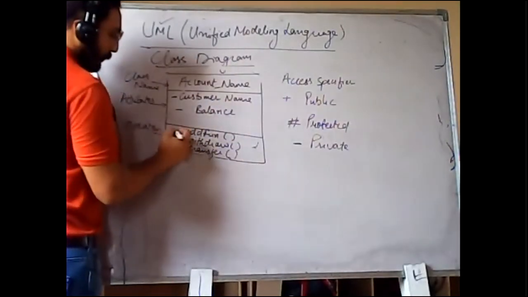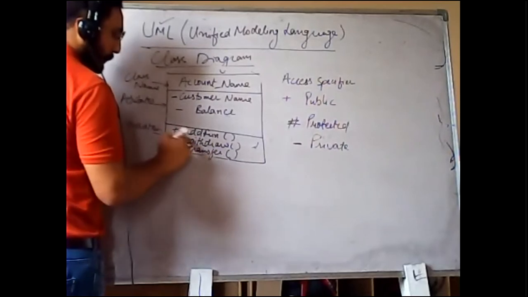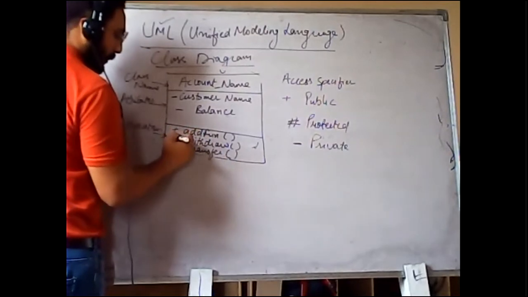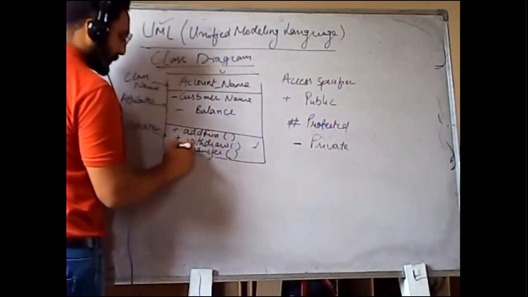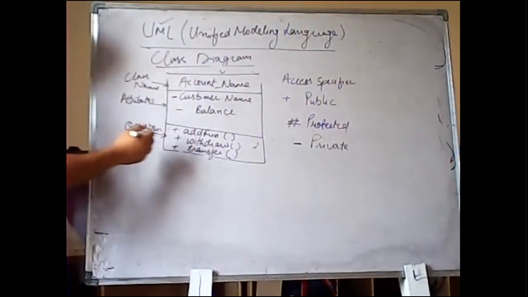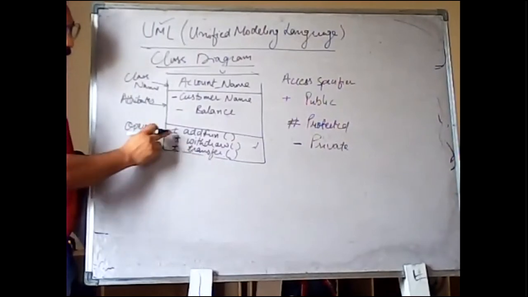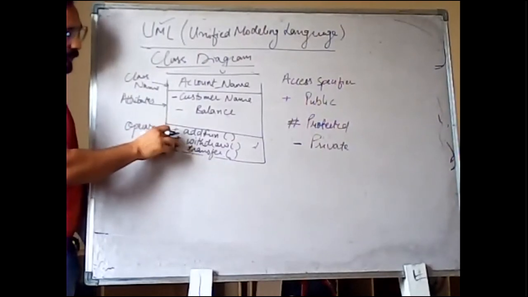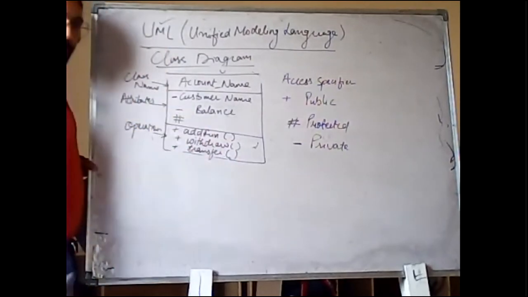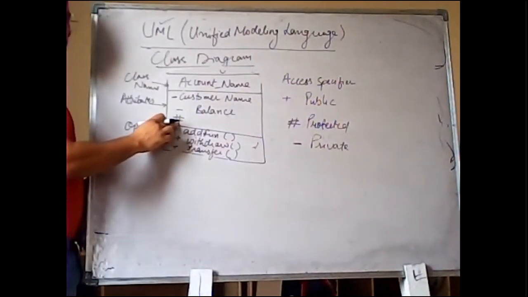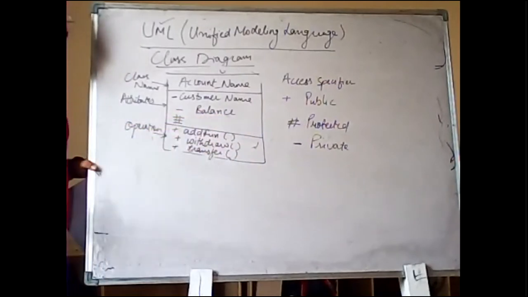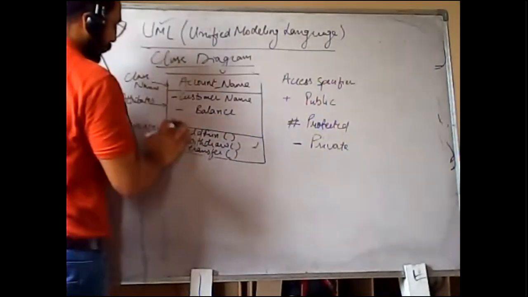Then further, if I place here a plus sign, this is publicly accessed. The add function and withdraw function can be publicly accessed. It can be accessed at any ATM, at any bank. That is why it is public. A plus sign is placed before your operation. If it is protected, then I will mark it with a hash symbol. Any type of data member that is protected, you can use your hash symbol.